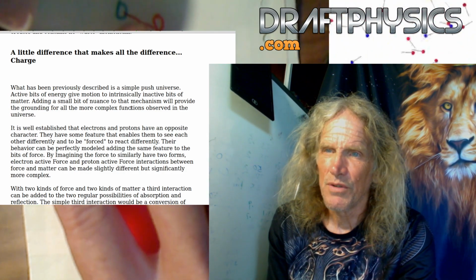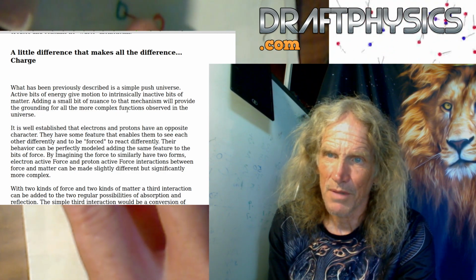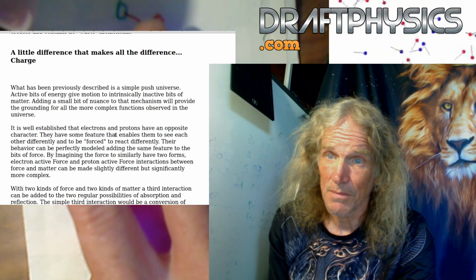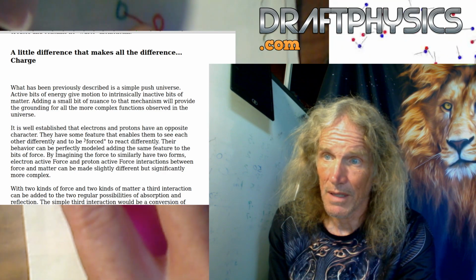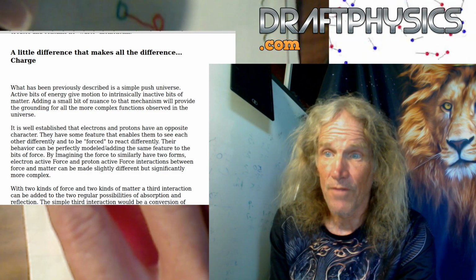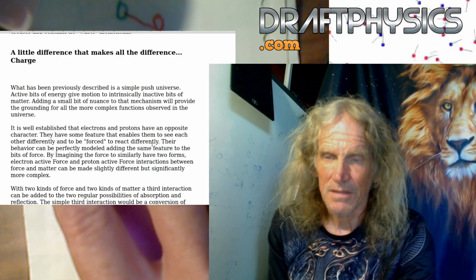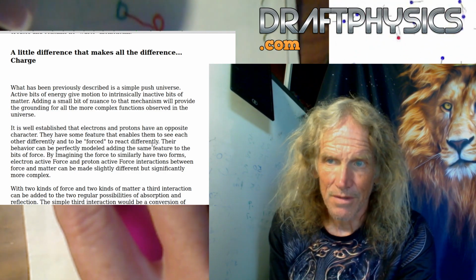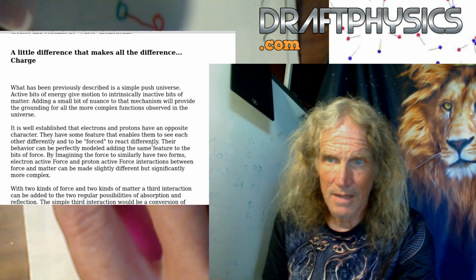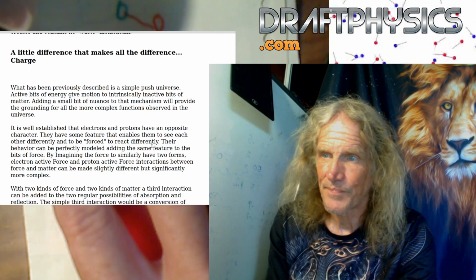Adding a small bit of nuance to that mechanism will provide the grounding for all the more complex functions observed in the universe. It is well established that electrons and protons have opposite character. They have some feature that enables them to see each other differently and to be forced to react differently. So the thing to understand is the force pushes the matter. The matter doesn't move by itself. It doesn't move by some power it has. It is pushed. It is forced to move.